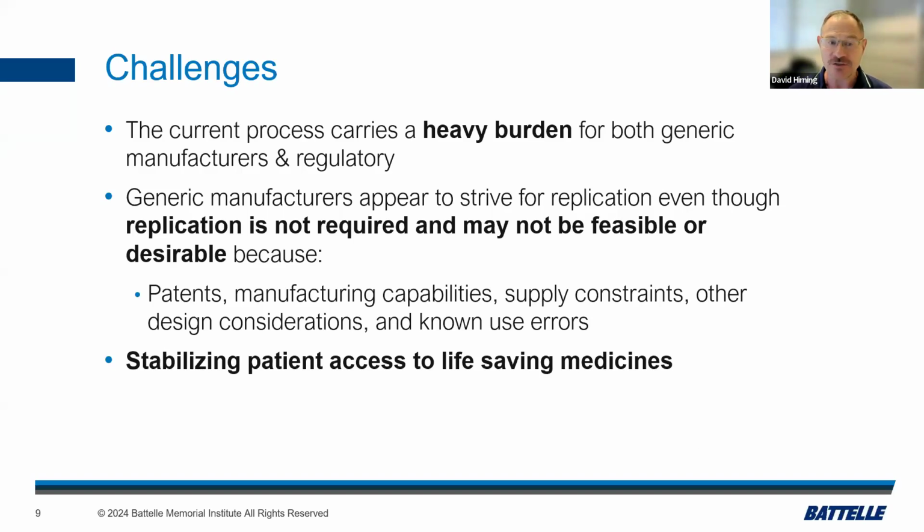Generic manufacturers appear to strive for replication, even though replication is not required, and in many cases is not really feasible. Stabilizing patient access can improve public health outcomes, reduce healthcare costs, and ensure that essential treatments are available to those who need them, regardless of their income or location.